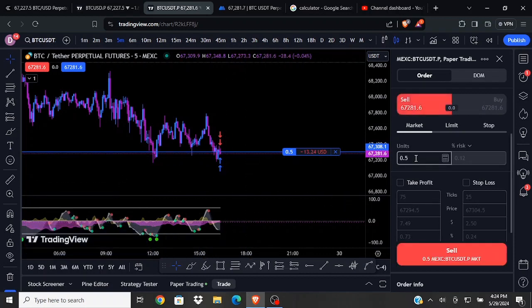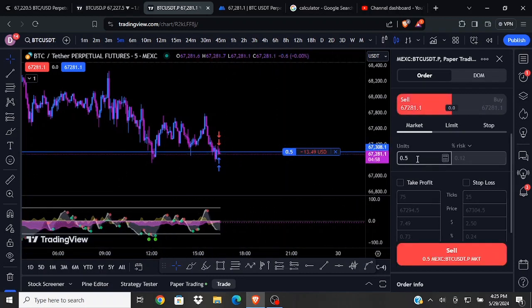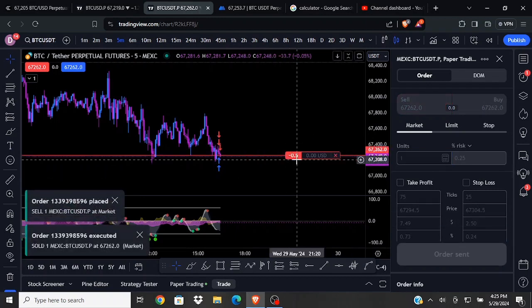And if I go back to sell, now that I have half a Bitcoin in my long and I sell 1 Bitcoin, it's going to sell my remaining half a Bitcoin in my long and open a short for 0.5 Bitcoin. So if I do that, boom, there you go.